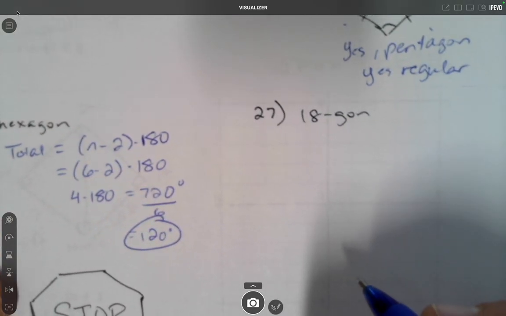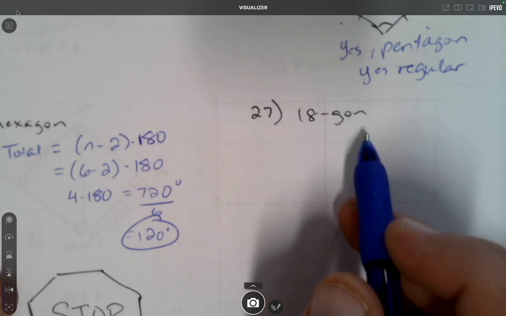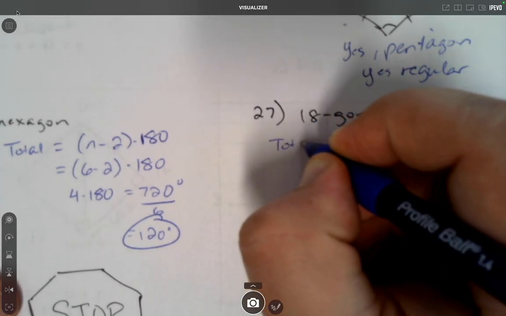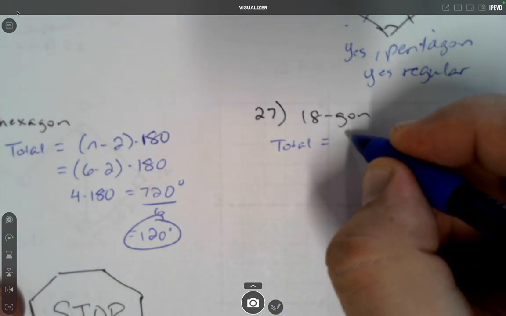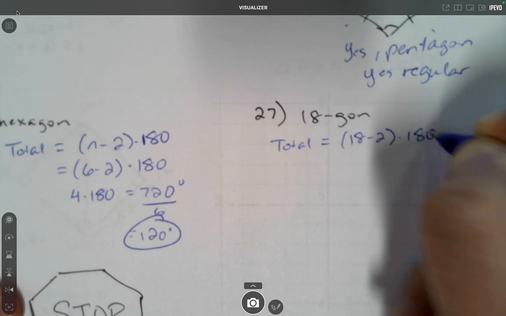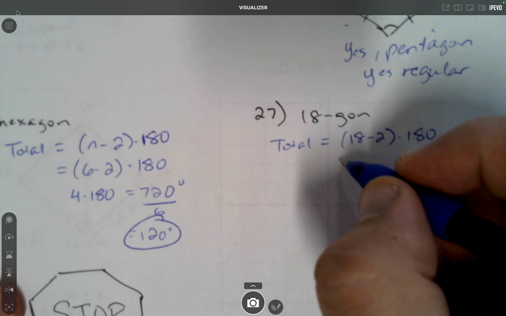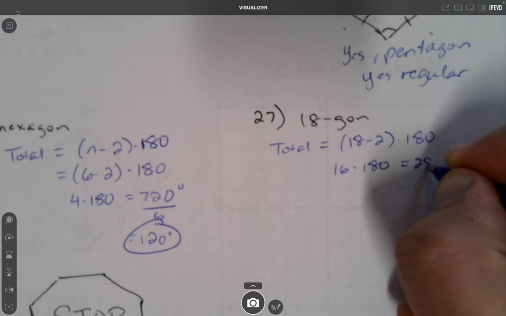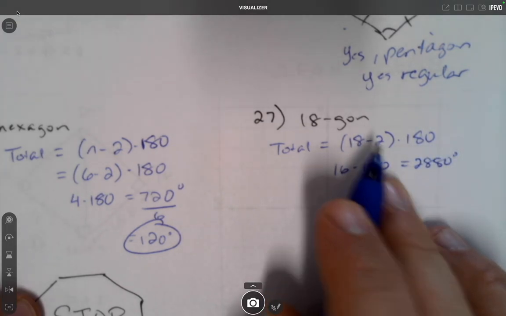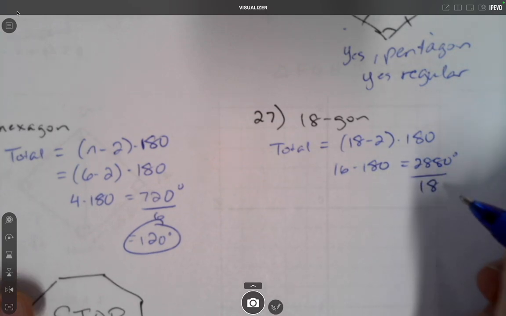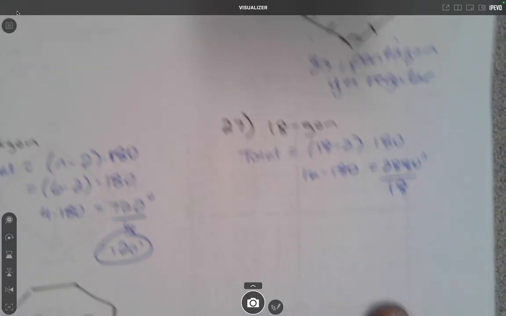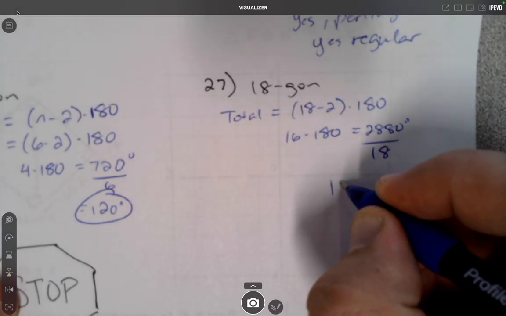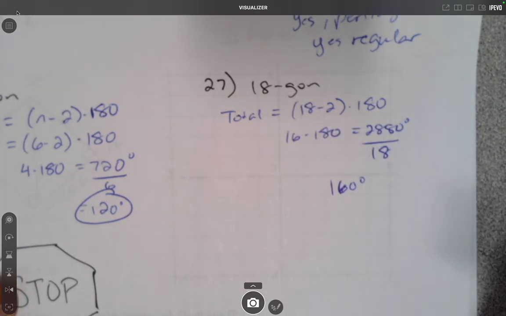Now we're going to follow the same pattern here on number 27. We need to figure out, this is a regular 18-gon, but we need to figure out the total number of degrees before we figure out how big each angle would be. So 18 minus 2 times 180, because it's n minus 2, and n's the number of sides. So we get 16 times 180, and let's see, 16 times 180 is 2880. So the total number of degrees in this entire 18-gon is 2880, but we need to divide that by 18. And we find out that each individual angle is 160 degrees. So a regular 18-gon is 18 angles that are each 160 degrees.